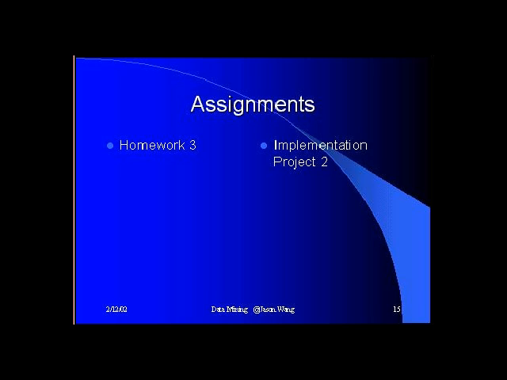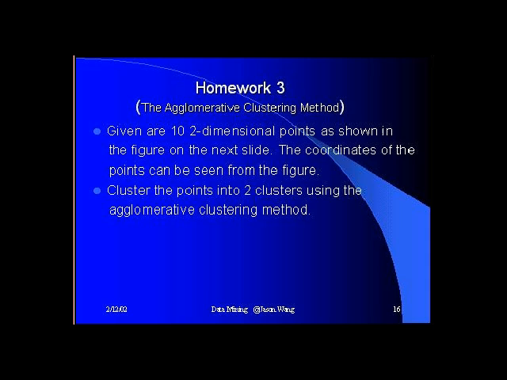Okay. So let me describe the homework 3. Homework 3 is to ask you to exercise the agglomerative clustering method. You are given 10 two-dimensional points as shown in the next transparency. The coordinates of the points can be found from the figure. And your job is to cluster the points into 2 clusters using the agglomerative clustering method. That's homework 3. Okay? And the input data set is like this.